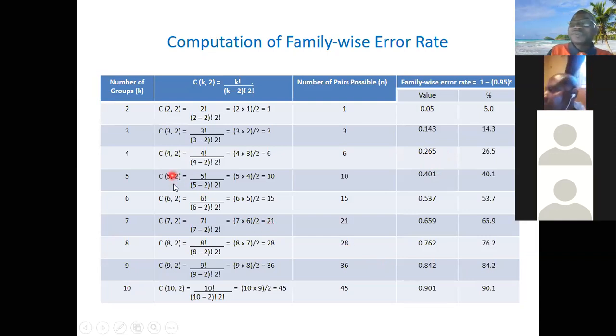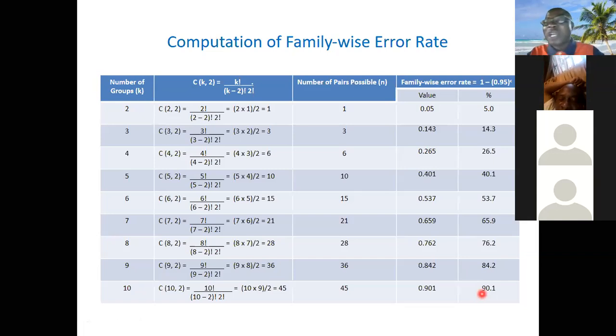If the groups are 5, you can pair 5 groups in 10 ways. And look, it has increased to 40%. If it increased to 10 groups, there are 45 ways you can pair 10 groups. In fact, your family-wise error is 90%. If you increase even further, it's certain that something will be significant. That is all called family-wise error. That is, you are likely to make a type 1 error when you carry out too many tests.